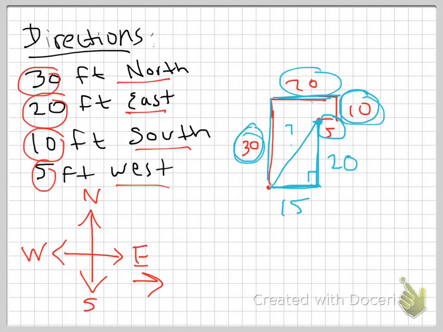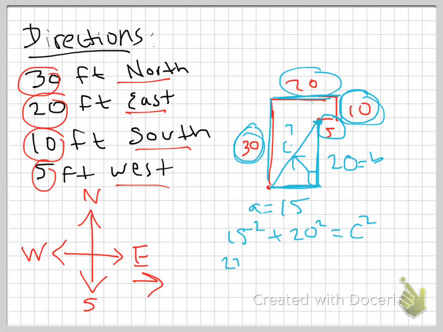I want to make sure that I label which side is C. My hypotenuse must be C. Again, the right angle will always point to that, which means my other values are my A and my B. So now let's just plug this in. A squared plus B squared equals C squared.